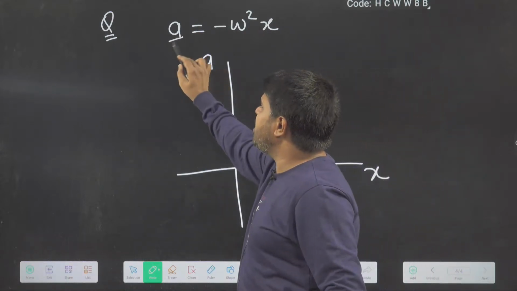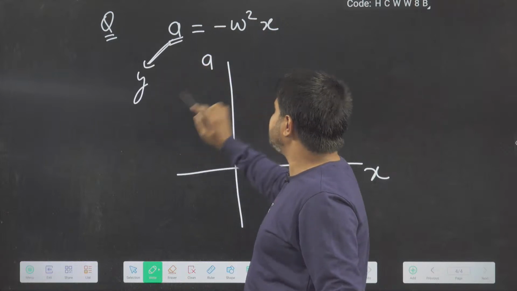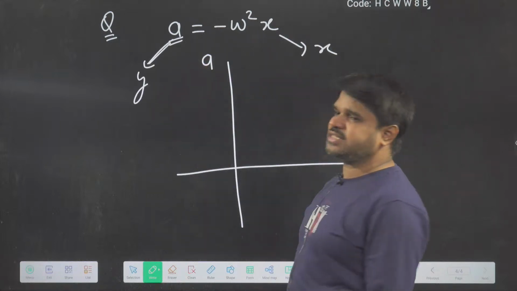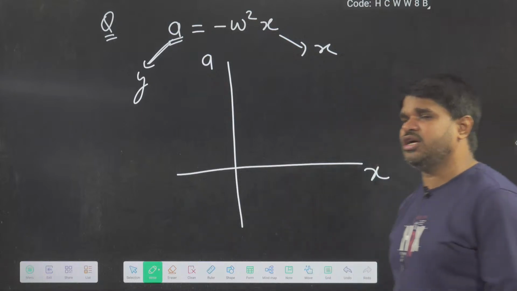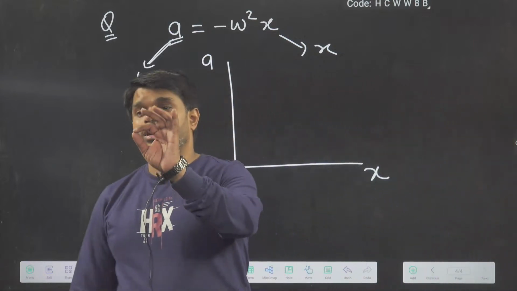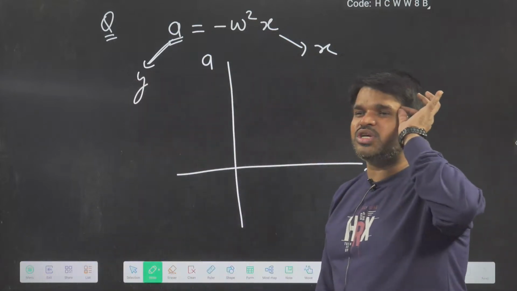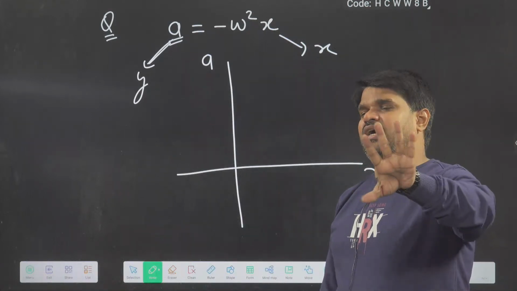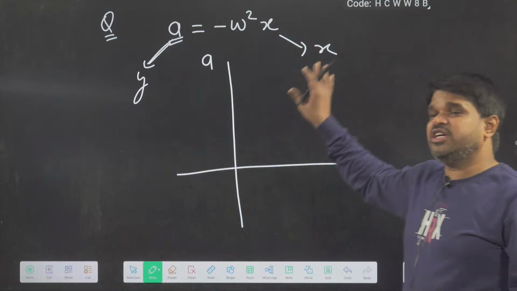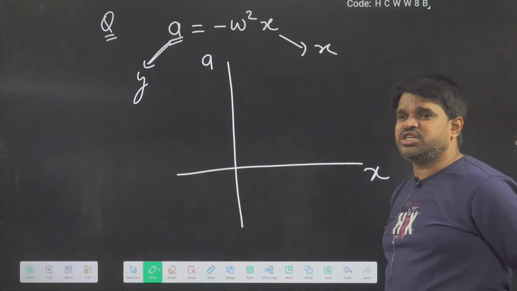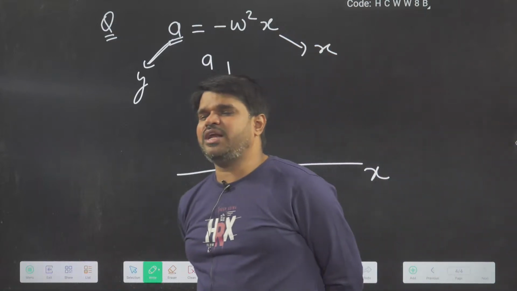A I am taking on the y axis, x I am taking on the x axis. A equals minus omega squared x. Draw the graph. No one should have any confusion about what A is here and what x is here. That is part of physics and will come in another chapter. We just need to apply the concept of a straight line here.